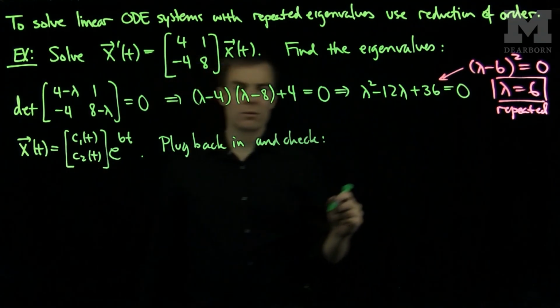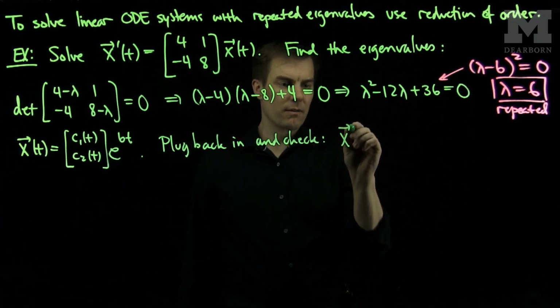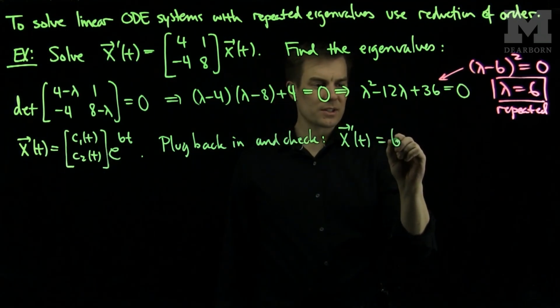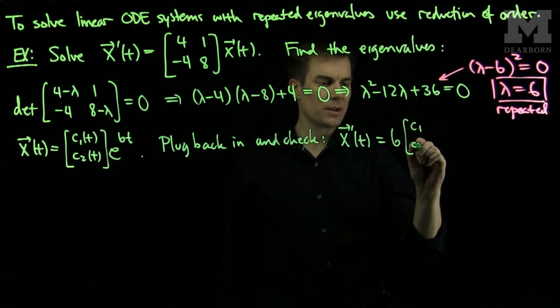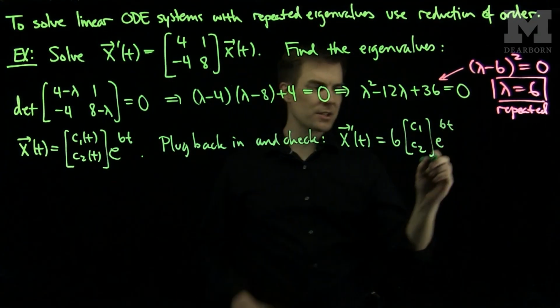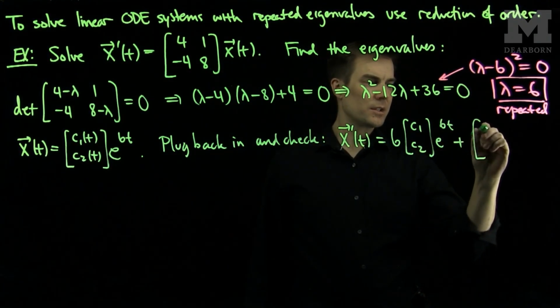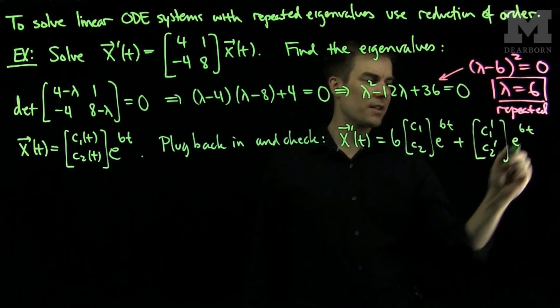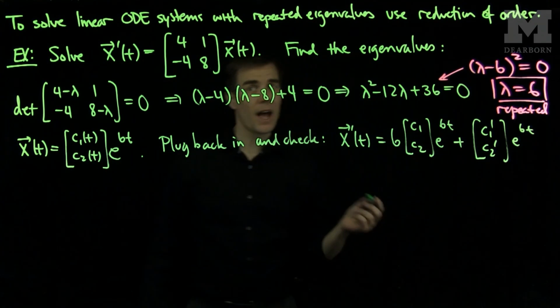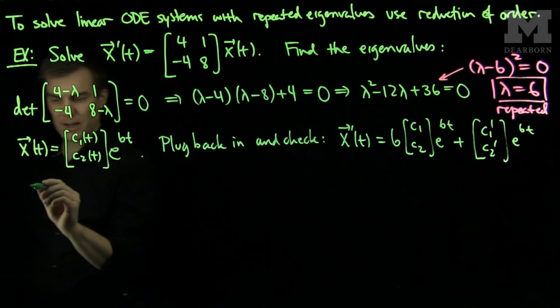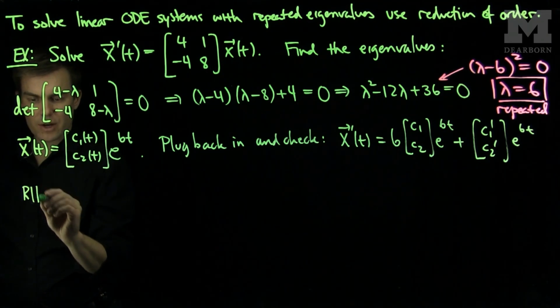So I'll first do the derivative of this. The derivative of x of t will be 6 c1 c2 e to the 6t. That's the derivative of e to the 6t, plus c1 prime c2 prime e to the 6t. That's the derivative of the vector. That is the left-hand side of the equation. Now we'll find the right-hand side of the equation.